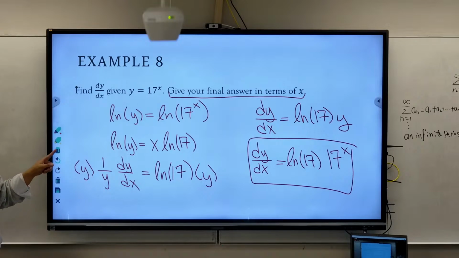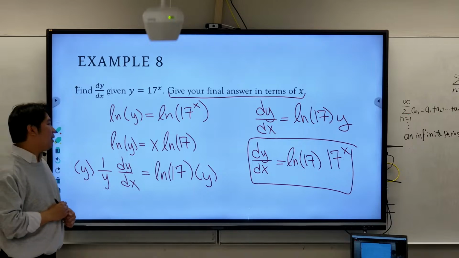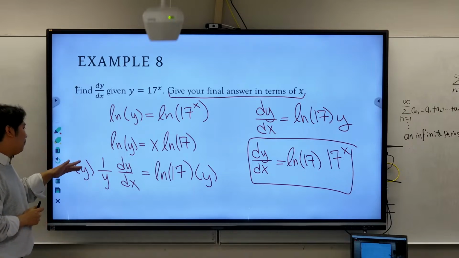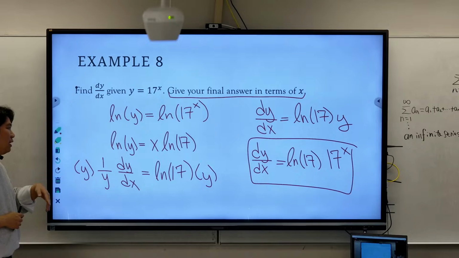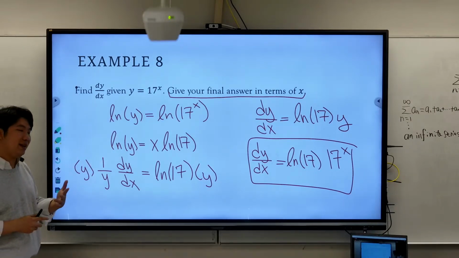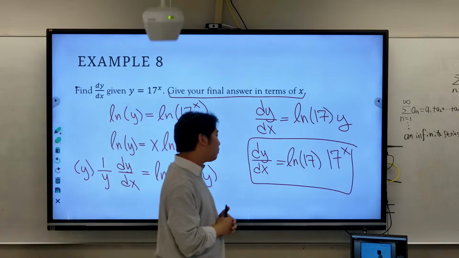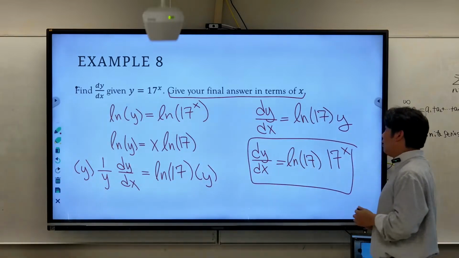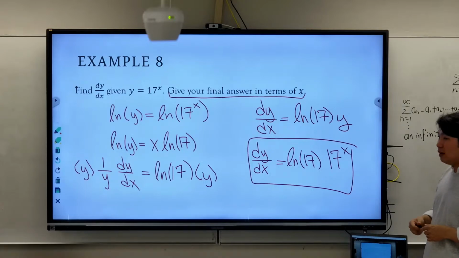So actually what we've done here is going to become a common pattern. Taking the natural log of the left and the right, using some log properties as needed, and then doing some implicit differentiation, and then replacing my y with the original function so that I get it in terms of x only. All right, so any questions about example number 8 before we move on from here?